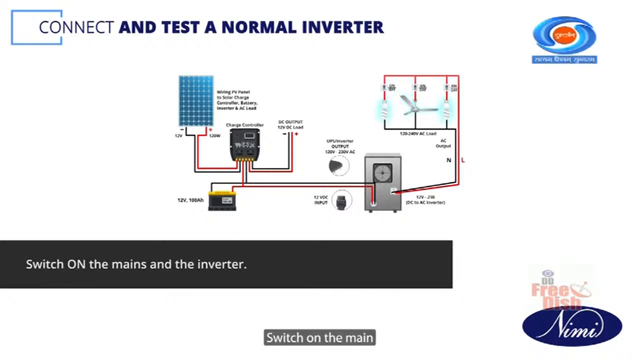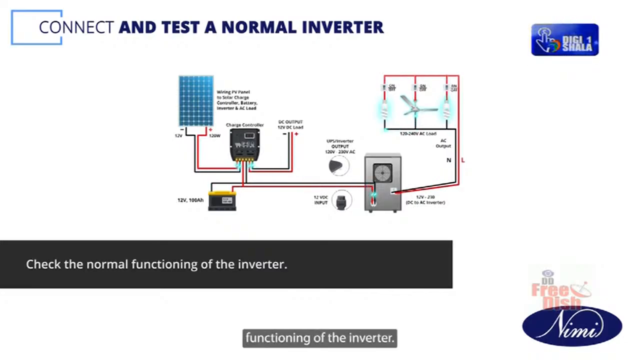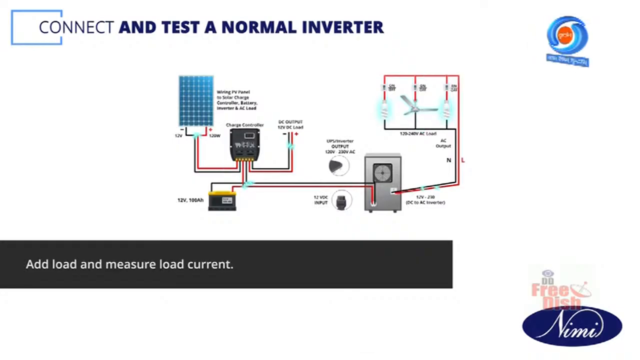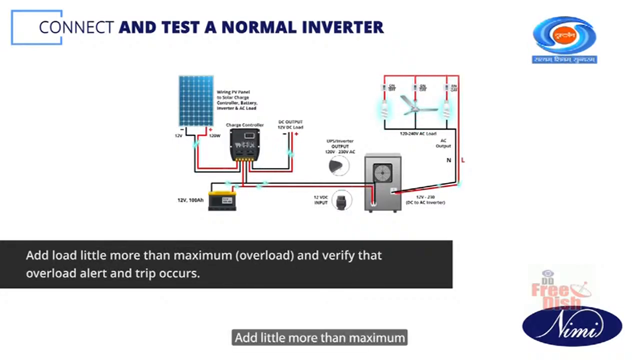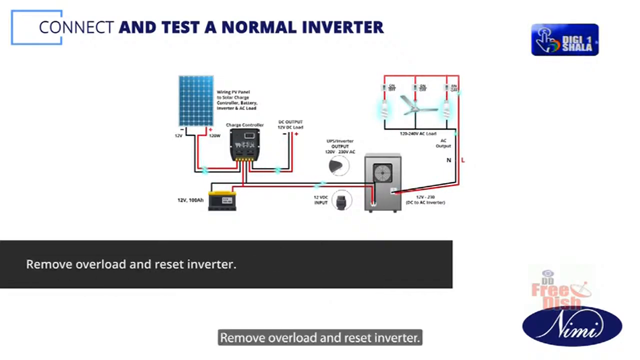Switch on the mains and the inverter. Check the normal functioning of the inverter. Add load and measure load current. Add load a little more than maximum overload and verify that overload alert and trip occurs. Remove overload and reset inverter.